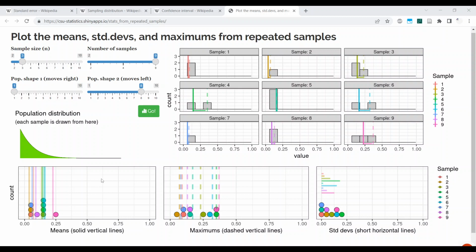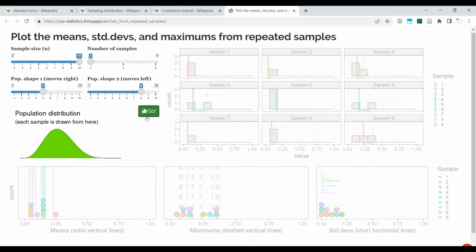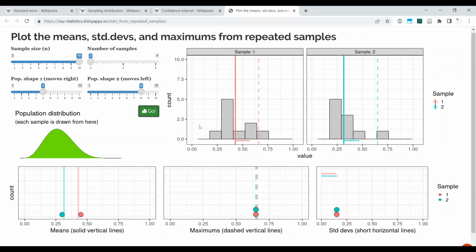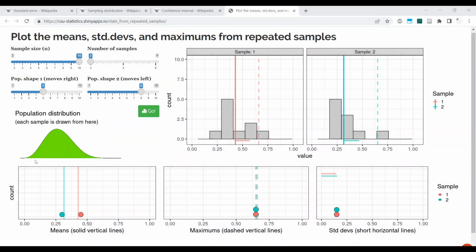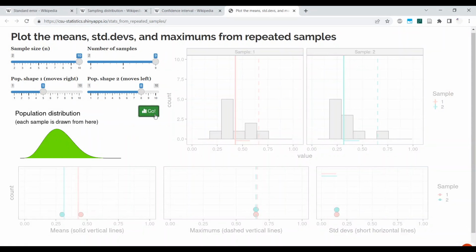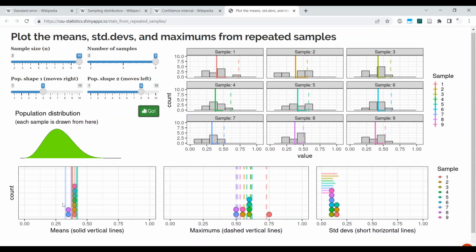I could maybe think about the distribution of means. Let's take this population distribution and make it look a little bit more normal. I'm gonna make my sample sizes bigger again. I'm just gonna grab 2 of them this time. Okay, 2 means. Let's grab 9 of them. Oh, these are clumping together.